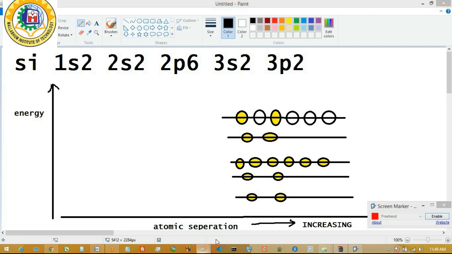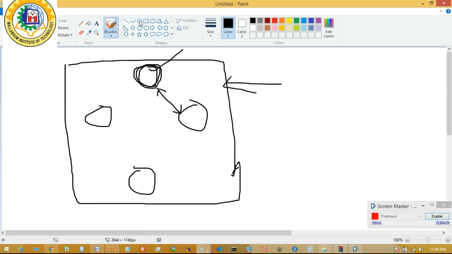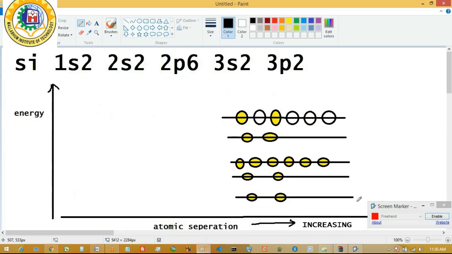Large or infinite separation means the distance between this silicon atom and this silicon atom is very high, that means infinite. And what is the meaning of this infinite distance? That means there is no interaction between the energy levels of these two atoms, which is the main factor responsible for band formation. So we consider that the distance between the two silicon atoms of a crystal is infinite, so there is no interaction between their energy levels. So we first plot the single silicon atom system.